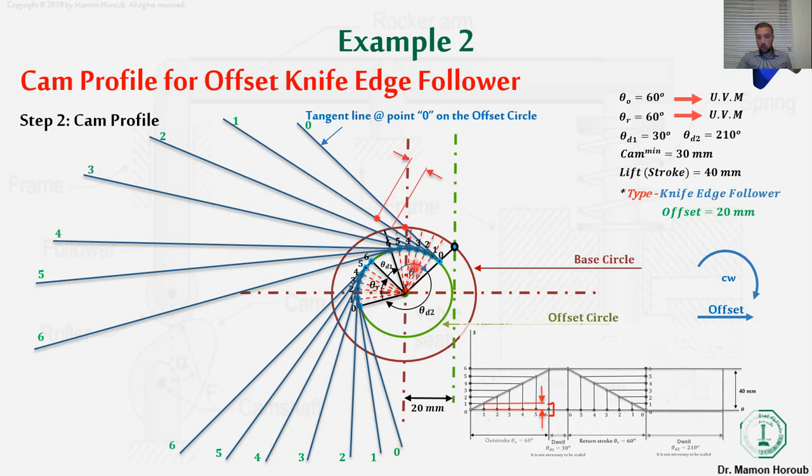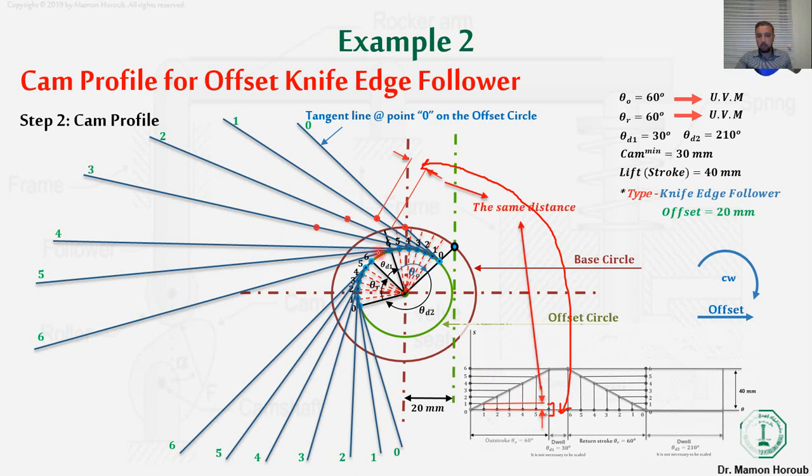then from 6 to 0. So now we will start to take the distance between the base circle, or the prime circle if it is a roller. Here we have the knife, that means we have only the base circle, because in the knife edge follower, the prime circle and the base circle are the same. So the distance between the base circle and the line number 1 should be equal to this distance. So those two distances should be equal. And the same for 2 and 3 and 4 and so on until we finish all of them.